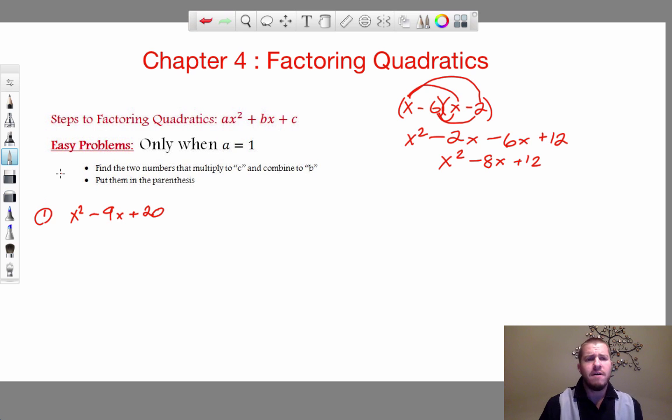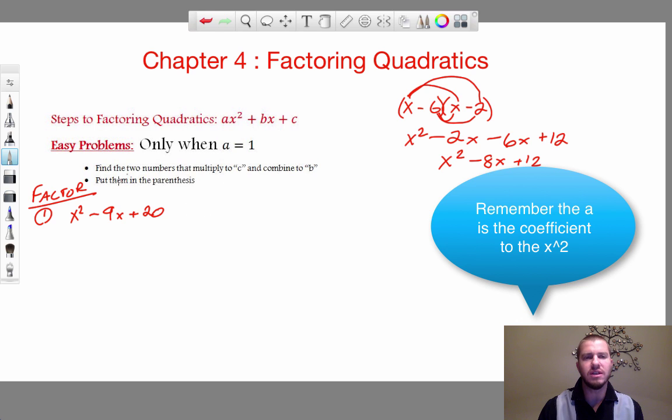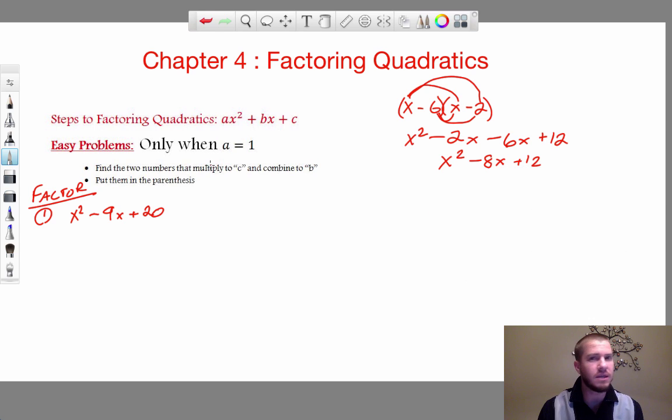So here I have a quadratic, x squared minus 9x plus 20, and to factor it, because the a is a 1, I can use these easy steps. Again, make sure you're only using these steps if a is equal to 1. A lot of people will try to do it all the time, and it doesn't always work. It only works when a is equal to 1. I make a big point about that.